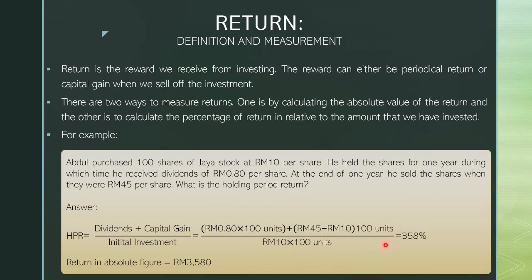358%, meaning that not only did he receive back his investment of 1,000 ringgit, on top of that, he also received an additional profit of 3,580 ringgit. That's what it means by 358% of return. And return can also be measured in terms of absolute value. This is in terms of percentage. Return in the absolute value is 3,580 ringgit.